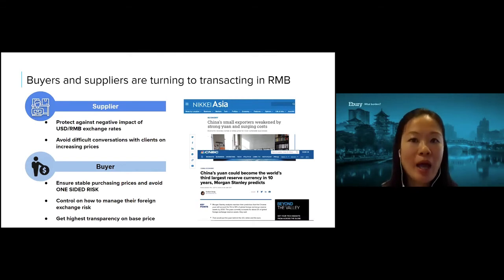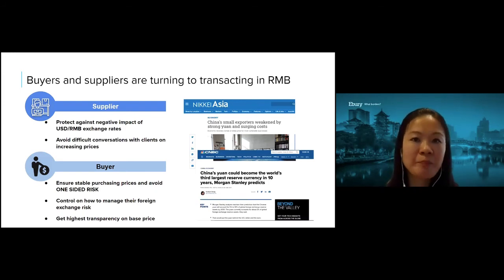Also, by asking your supplier to give you the price in RMB, because that's actually their base currency, you're going to ensure that you have the most competitive prices and full transparency on, okay, these prices the supplier is giving me, if they say they're increasing my prices, is it because of the increase in raw materials, to which degree? And to which degree is it because of the impact of the FX?